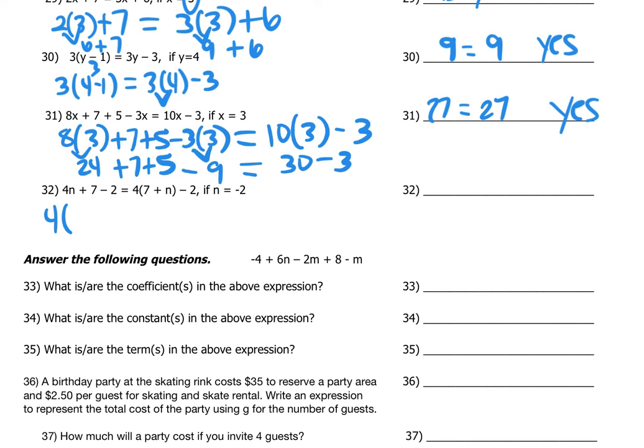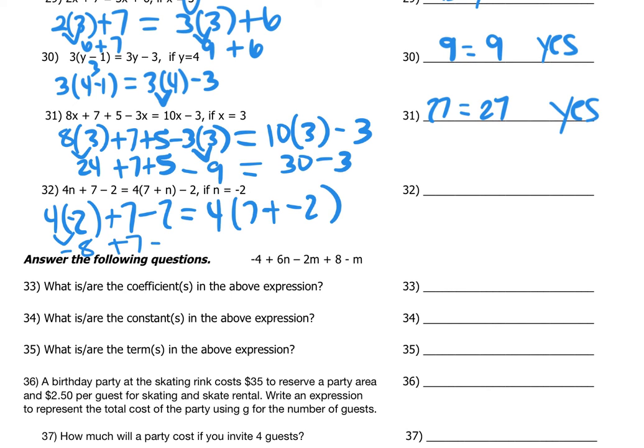For the last one, we'll be plugging in a negative 2 for n. And so I'm going to do that on both sides. Over here, that's negative 8 plus 7 minus 2. And over here, that gives us 7 plus negative 2, which is 4 times 5, which gives us 20 on the right. And going back to the left, negative 8 and negative 2 is negative 10, plus 7 is negative 3. So those are not equivalent.